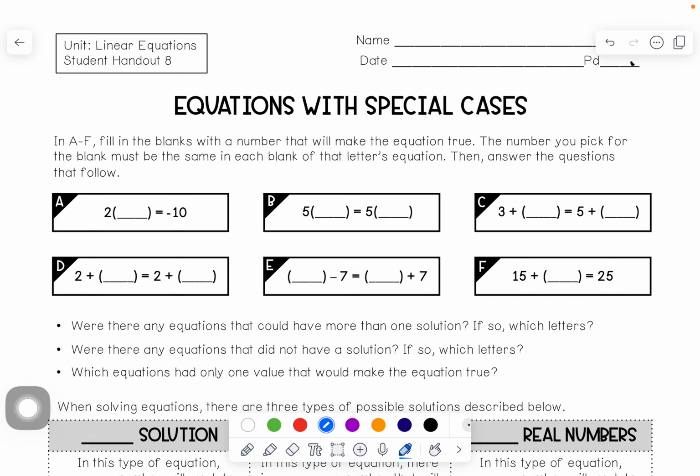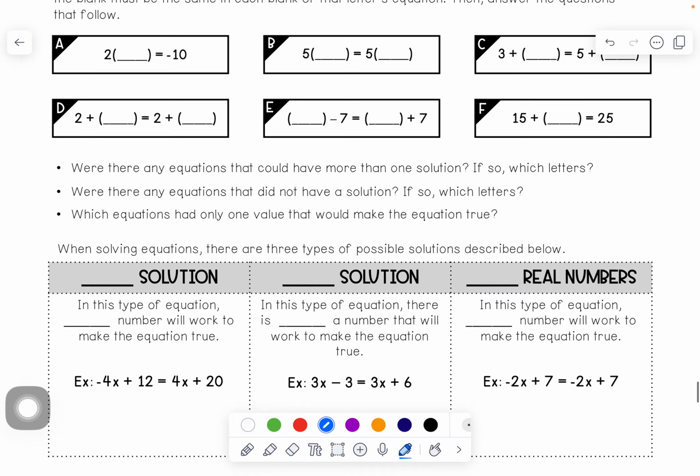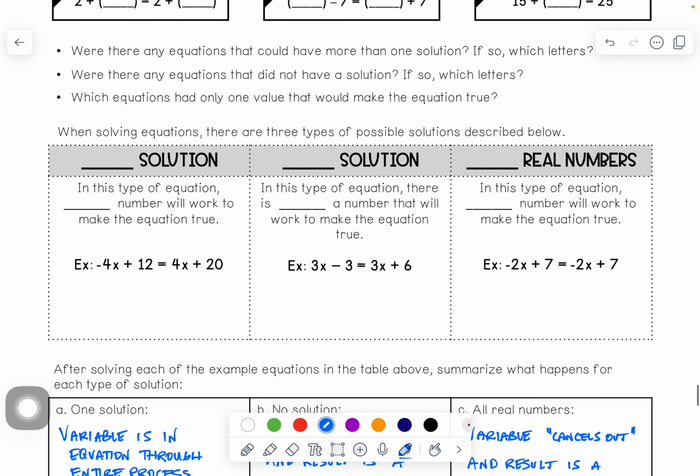All right, here we go with lesson 8 for chapter 3. We're actually just going to skip this first part here. It's a little confusing to do without a big group. All right, so we're going to jump right down in here to what we're talking about in this lesson, which is special cases when solving equations.